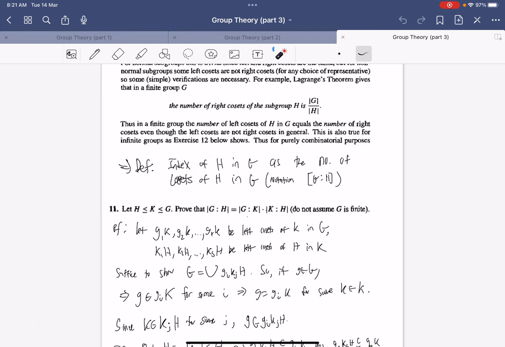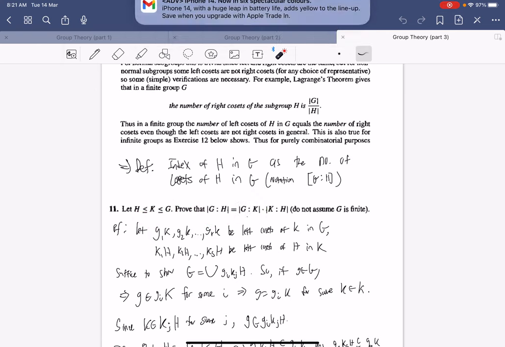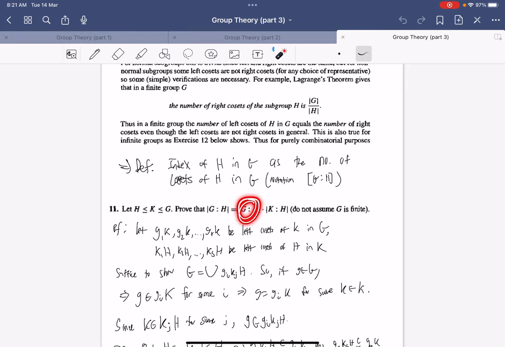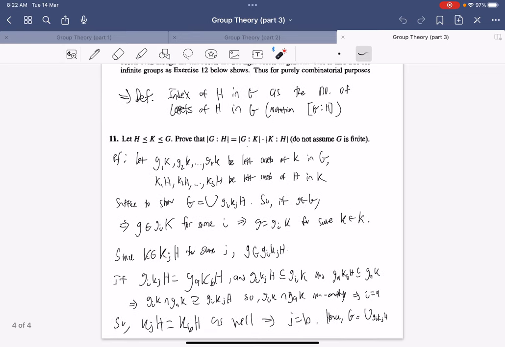And actually, if H is a subgroup of K, which is a subgroup of G, then the index of H in G is actually the index of K in G times the index of H in K. And really, I laid out the proof here for you to read, and I'll go through it step by step now. So the idea is that you have the cosets of K in G and the cosets of H in K.